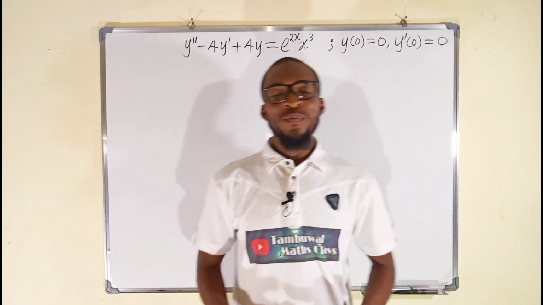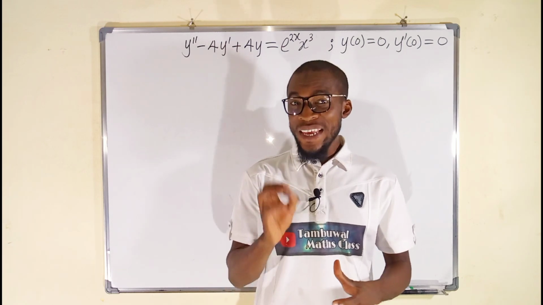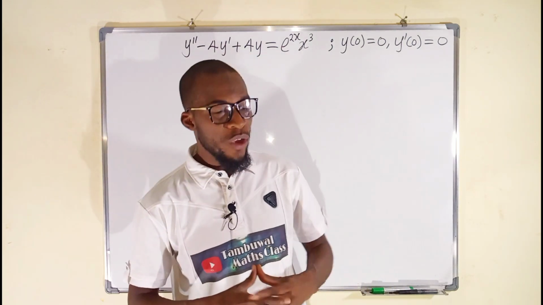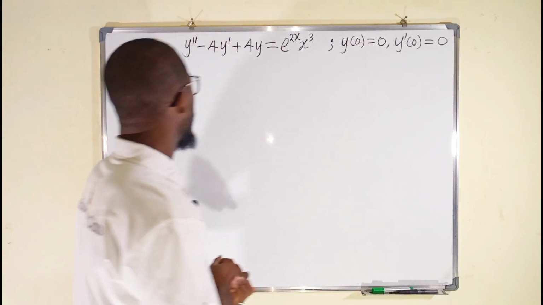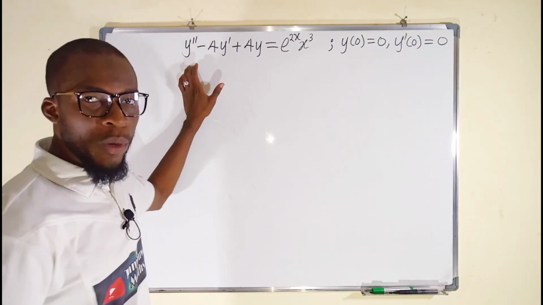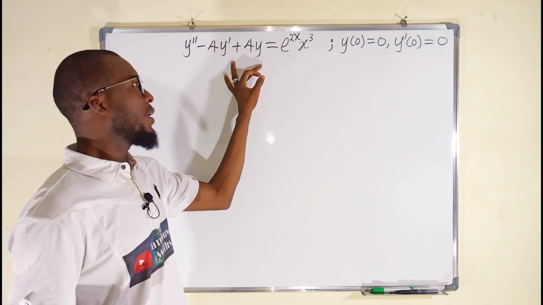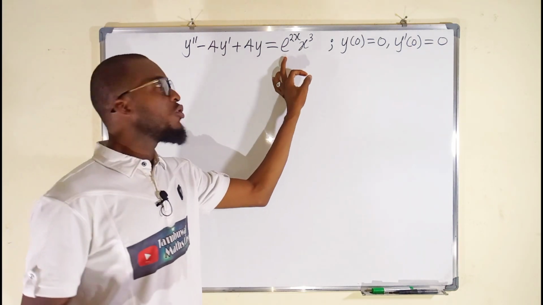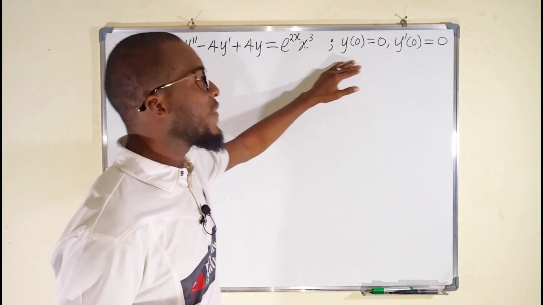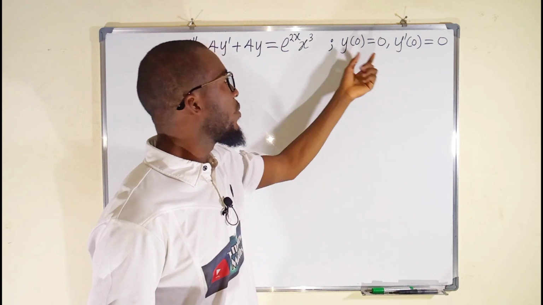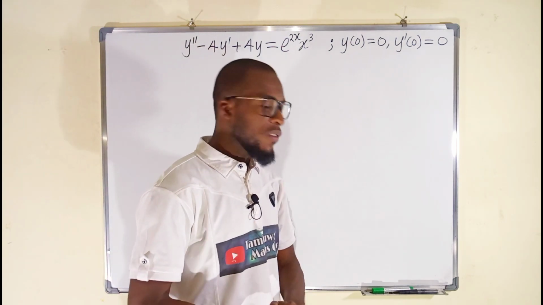Hello, good day viewers. In this tutorial, we are going to learn how to solve a second order linear non-homogeneous differential equation using Laplace transform. The question we have for today is y double prime minus 4y prime plus 4y equals e to the 2x times x to the power of 3. We are given some initial conditions here: y of 0 equal to 0, y prime of 0 is also equal to 0.